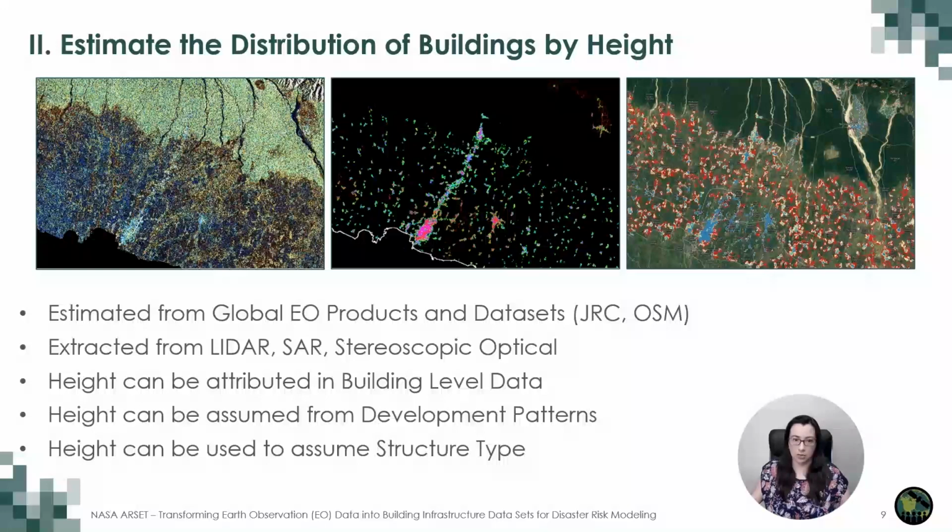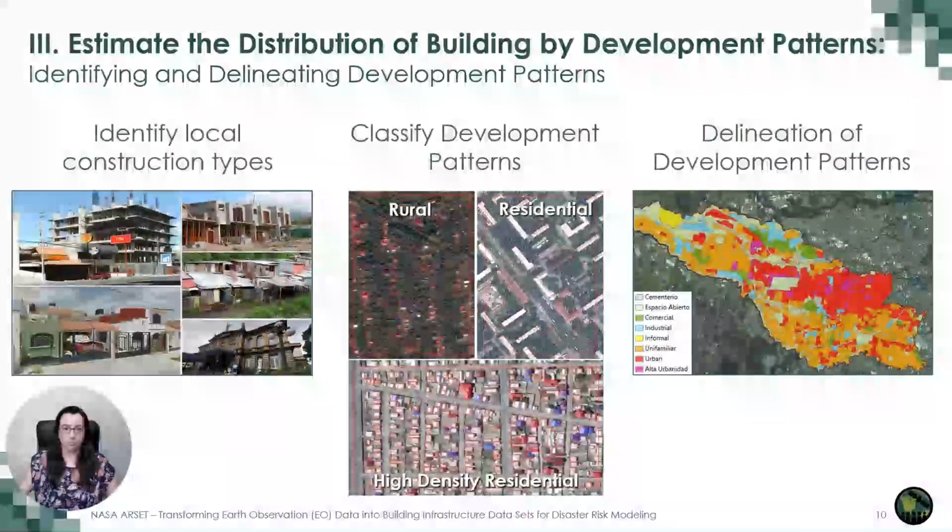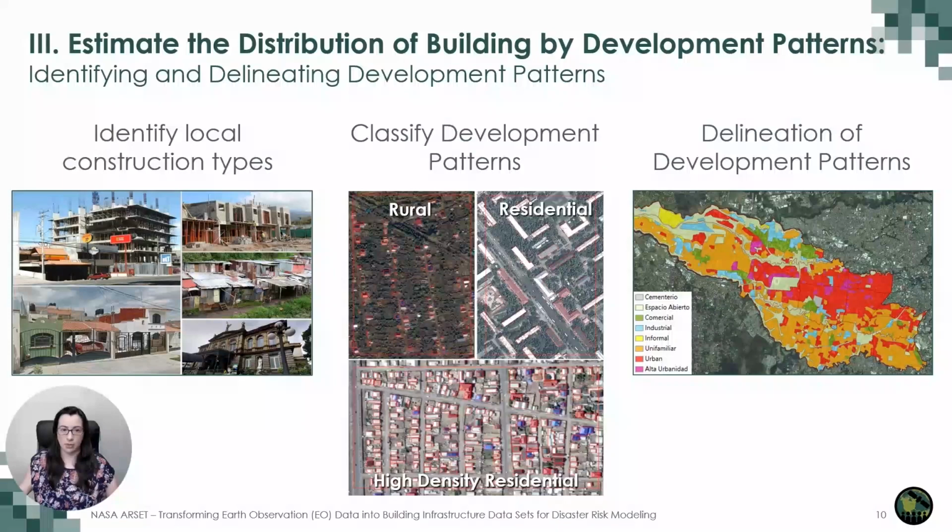rural single-story construction. The method for estimating building distribution by development pattern types typically begins with an engineer identifying local construction types for the study region, either through virtual reconnaissance, through available street view imagery, or through an in-person survey. Once the construction types are determined, homogeneous construction type zones, which we call development patterns, are classified, and we begin to create delineated sample polygons for each type.